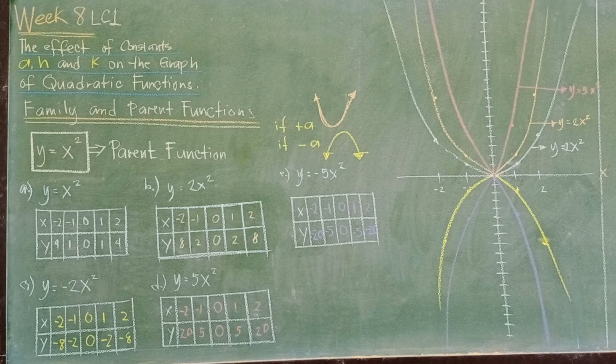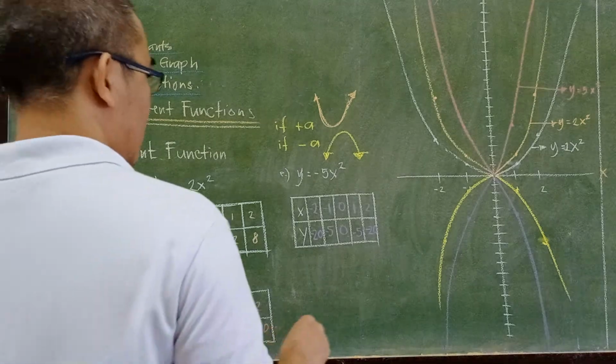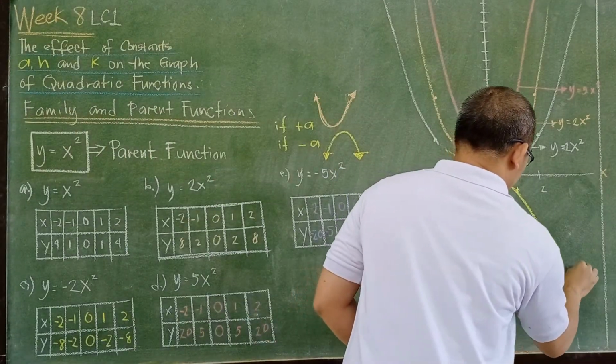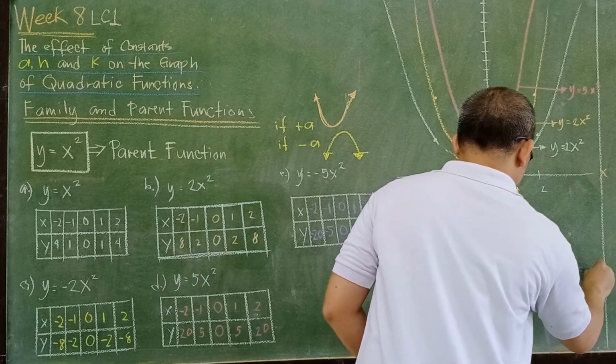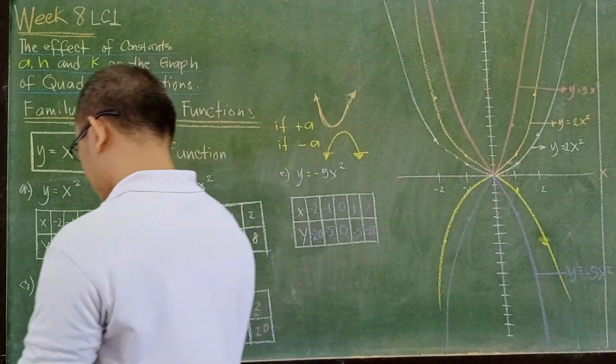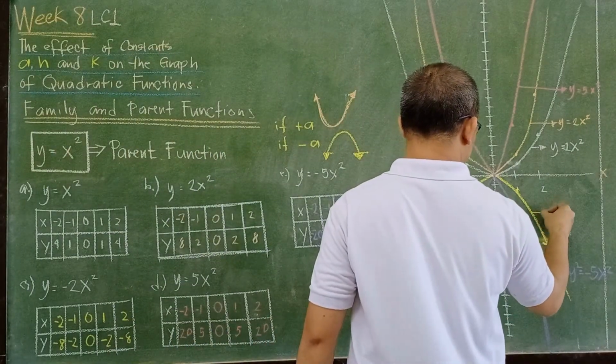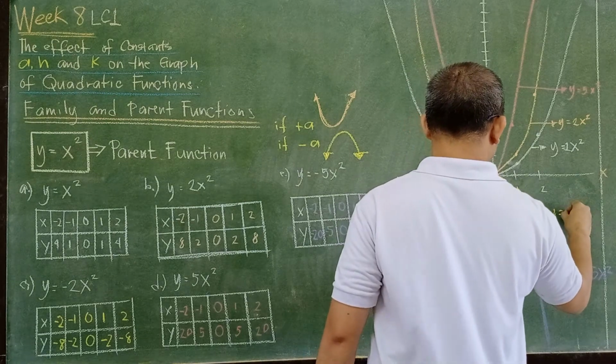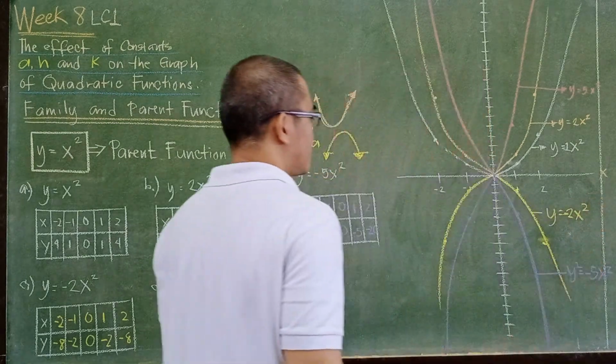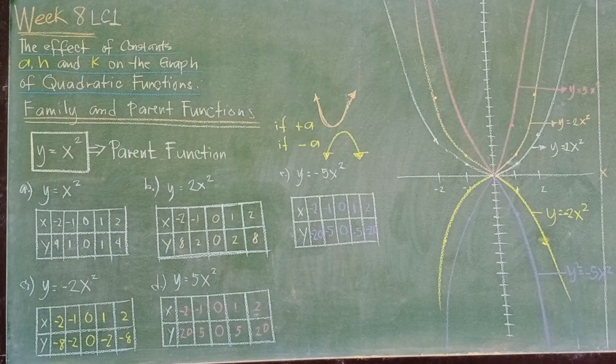So, lagyan natin ng tag. So this is y = negative 5x squared. Tapos this is y = negative 2x squared. So yung values kung paano nakuha yung mga value ng y doon sa table, ilalagay natin sa separate video.